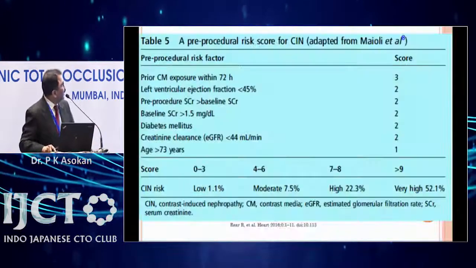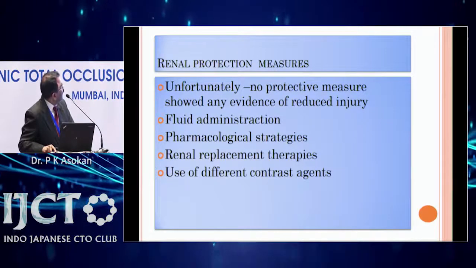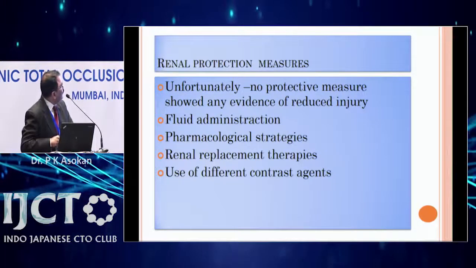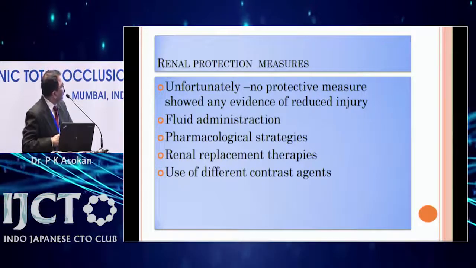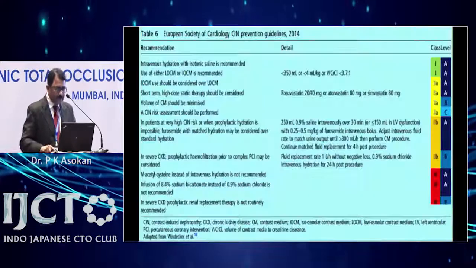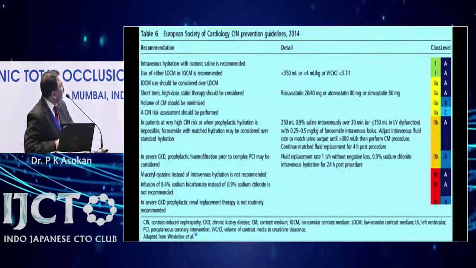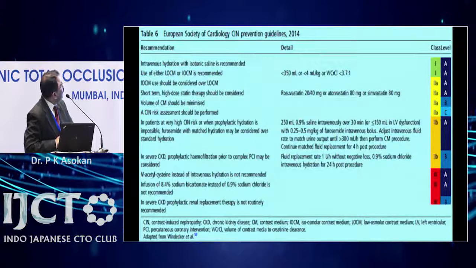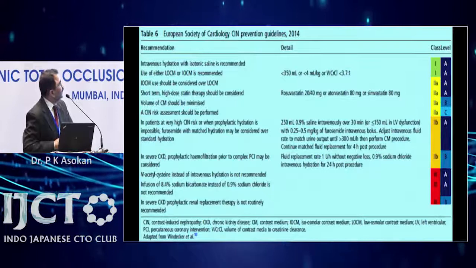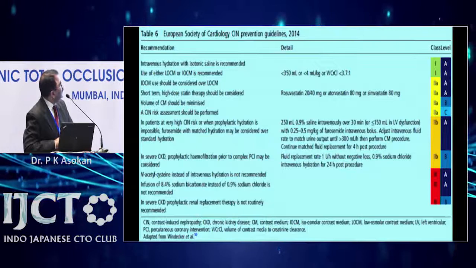So there are different scorings, and there is a pre-procedure score, and renal protection measures should be taken, and unfortunately no protective measures showed any evidence of reducing injury. Most important is fluid administration, pharmacology strategy, renal replacement, and use of different contrast agents. So the most important thing is intravenous hydration. This is a class 1 indication in ESC. Use of low molecular, isosmolar contrast, and contrast volume should be less than 300 or 350 ml or 4 ml per kg. Or there is a formula to calculate this. It's a class 1 indication.